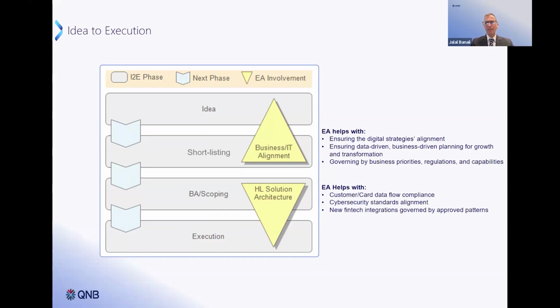But I'll give you some practical examples of what EA helps with in this particular practice. For instance, ensuring digital strategy alignment was one of the key supports that we, as EA, have provided. We also ensure data-driven and business-driven planning for growth and transformation. The enterprise architecture that we are running on Abacus is data-driven by nature, and that helps give smoother visibility on the criteria and conditions to choose or select an idea. Also, we help with governing by business priorities, regulations and capabilities.